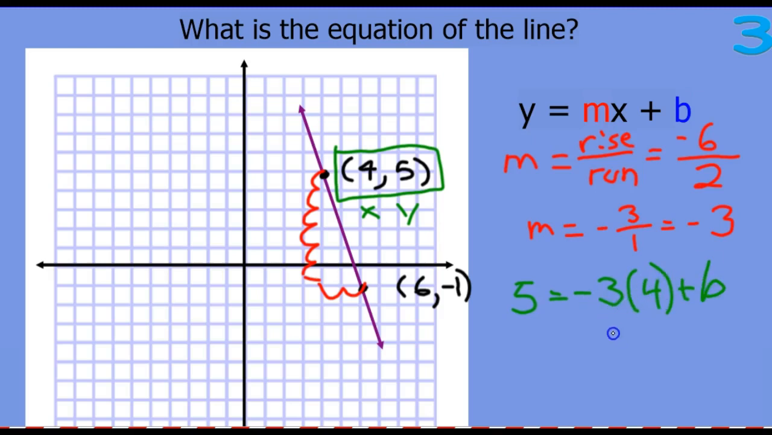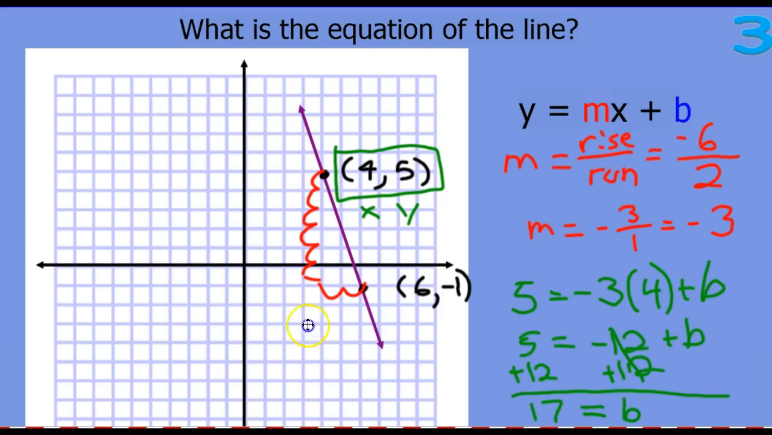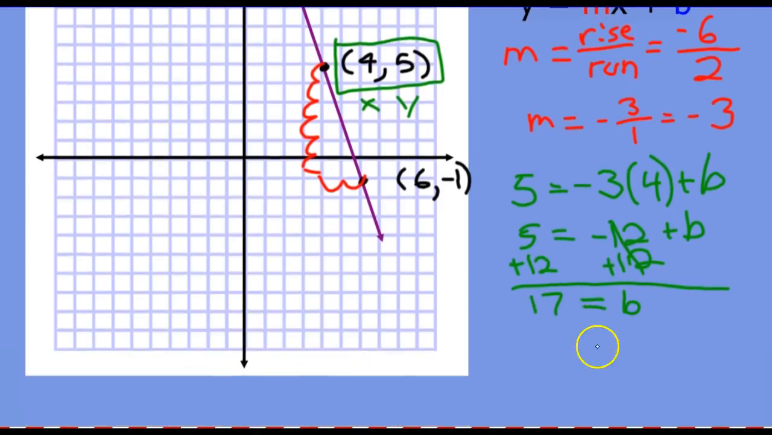So negative 3 times 4 gives us negative 12, plus b equals 5. I add 12 to get b by itself. b equals 5 plus 12, which is 17. So our new equation then is y equals negative 3x, because that's our slope, plus b, which is 17.